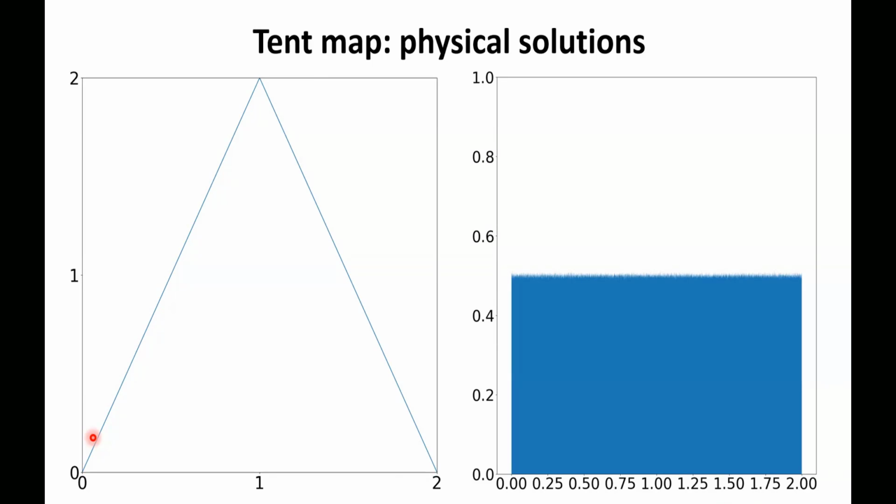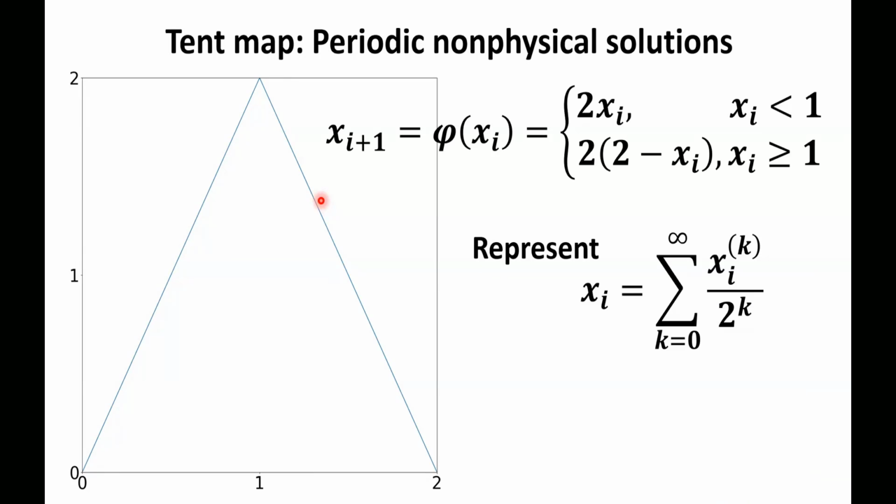fact due to the linearity of the map and the slope of 2. In addition, if you start from any rational number, let's say 1/3, you're going to map to 2/3 and then map back to 2/3. So you get periodic solutions starting from any rational numbers.